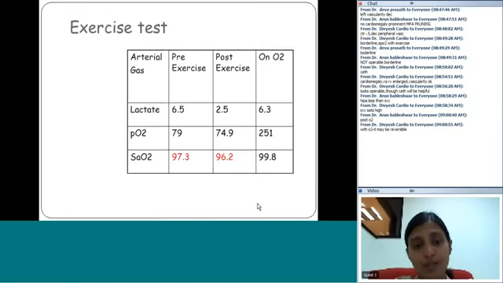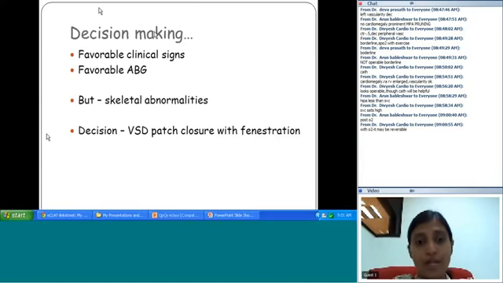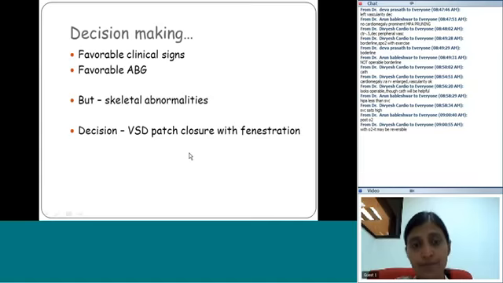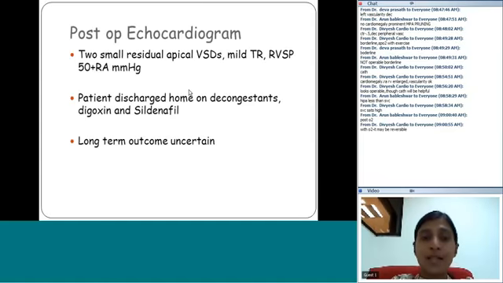A VSD patch, one of those flap, fenestrated VSD patches, was put in, and at the time of discharge, he had small residual apical VSDs. He had an RV systolic pressure of 50 plus RA, which is not great, and he was discharged home on antipulmonary hypertensives. The long-term outcome is still uncertain in this child.